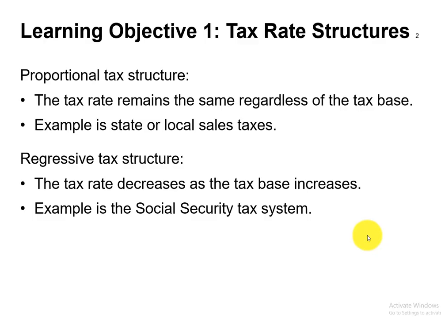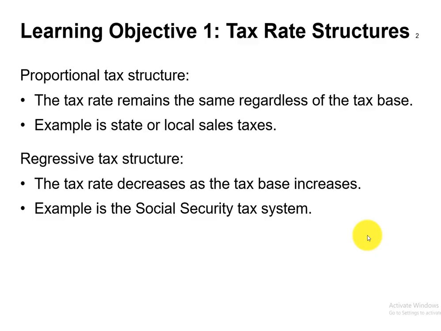Our sales tax is also proportional. It's the same regardless of the item you buy that's taxed at the sales tax. Whether it's a large one or a small one, it's the same rate. So that's a proportional tax structure.